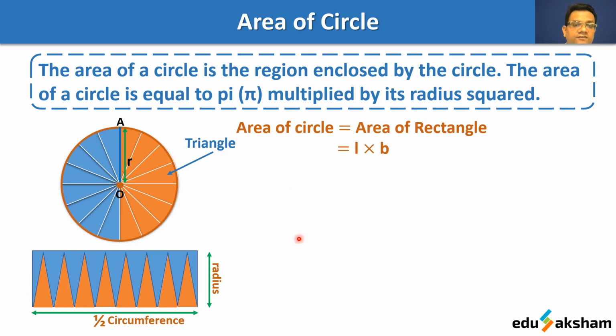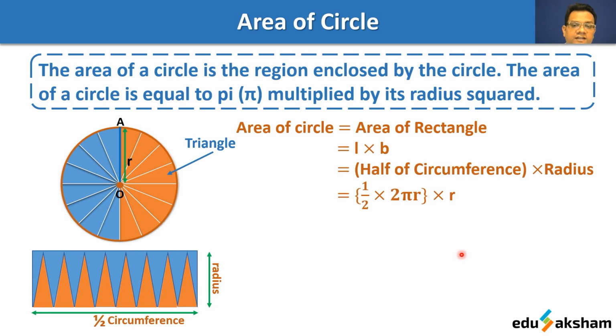Now the area of a rectangle we know is length into breadth. So length is half of the circumference and breadth is the radius. So half of the circumference is half into 2 pi r, and 2 pi r comes from the formula for the circumference of the circle, multiplied by r. By solving it, we get pi r square. So we conclude the area of the circle is equal to pi r square. This formula we have to remember. Here r square is equal to r into r.